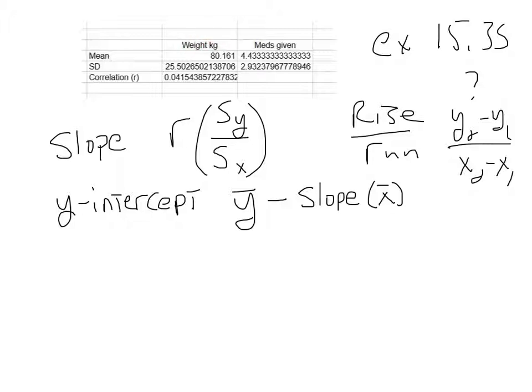So that's how this person set up this relationship to explore. The weight is going to be our explanatory variable, or our x variable, and the meds are going to be our y, or our response variable. I let the spreadsheet calculate the means for each of these, and then the standard deviations, and this is the correlation between the two.